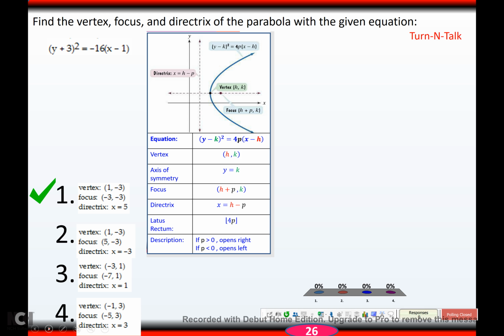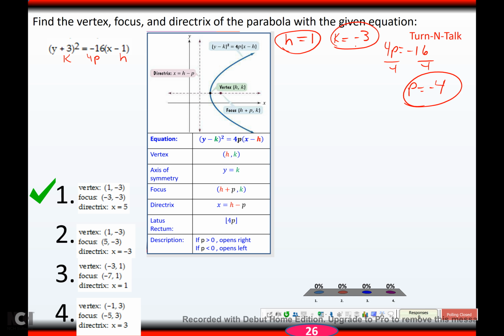And hopefully you got number 1. If not, let's look at y. Alright, there's my h, there's my k, there's my 4p. So this tells me that h equals +1, k equals -3, and 4p equals -16, which divided by 4 means p equals -4. Okay, those are really the three things that I need to know to get all my other information.